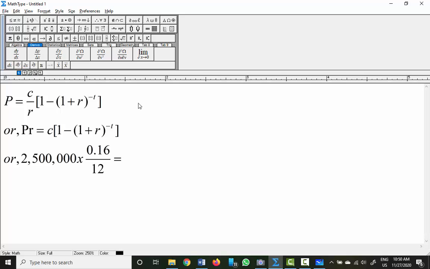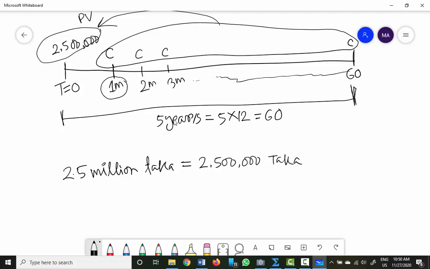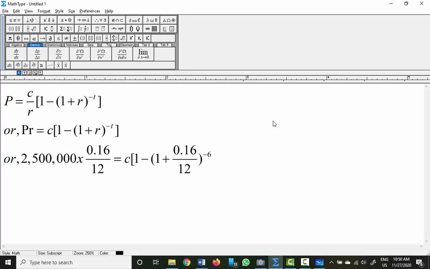Is equal to C bracket 1 minus bracket 1 plus this one, bracket closes there, power minus t. So t is here, we have total 5 years. So 5 years, in 1 year we have 12 months, so total 60 installments or 60 months, right? So power minus 60.